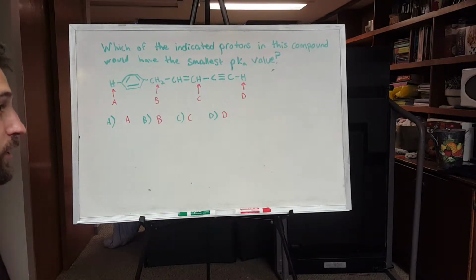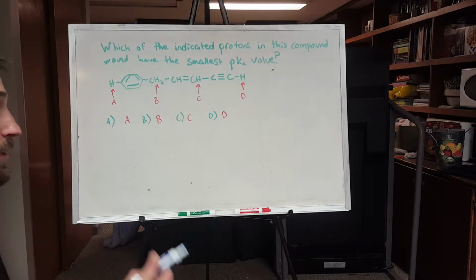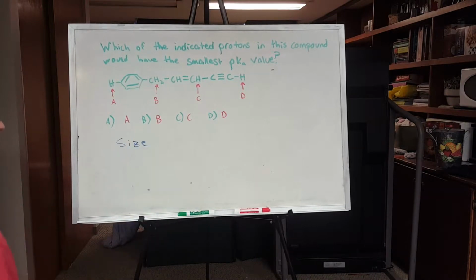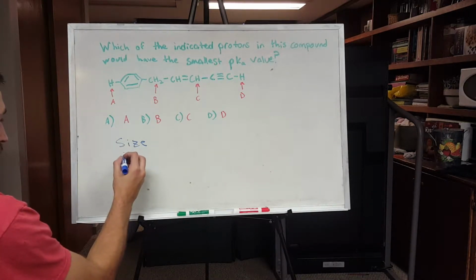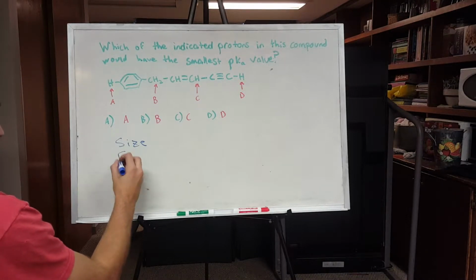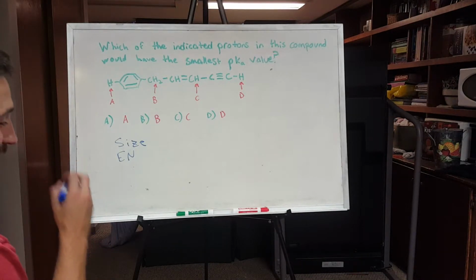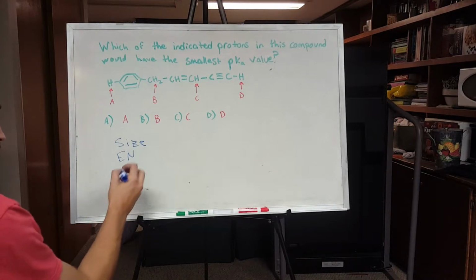We look at the stability of the conjugate base, and through that we can determine a few things that increase the acidity of a compound. So size: the size of the atom that has the proton on it, the bigger the size, the more acidic. Another one is electronegativity. The more electronegative the atom with the proton on it, the more acidic that proton.